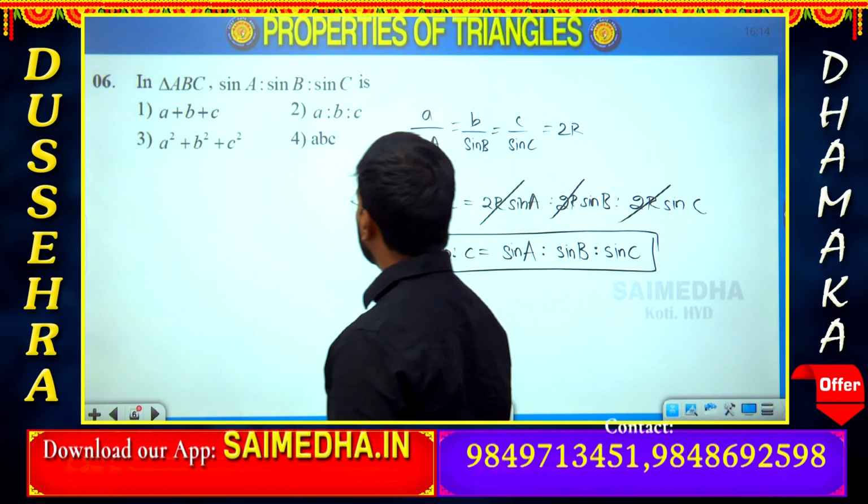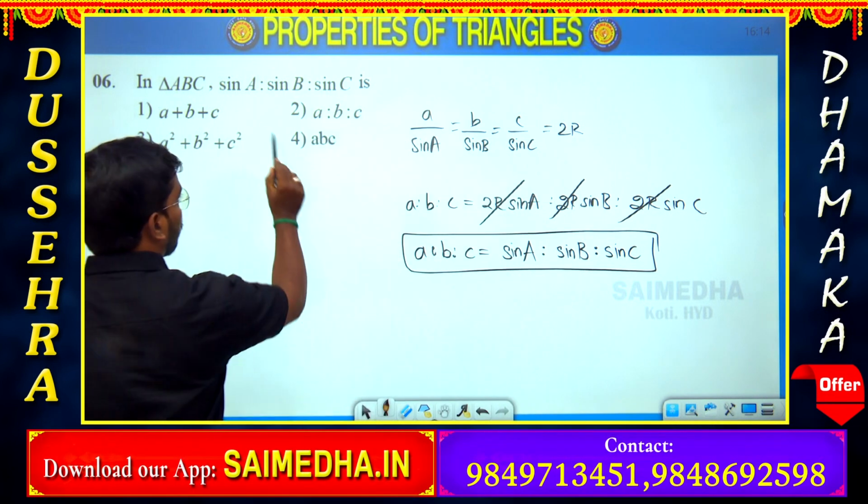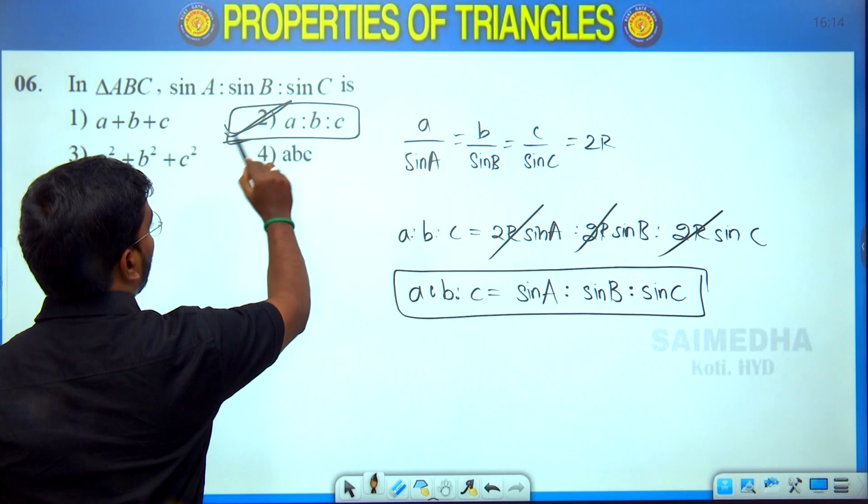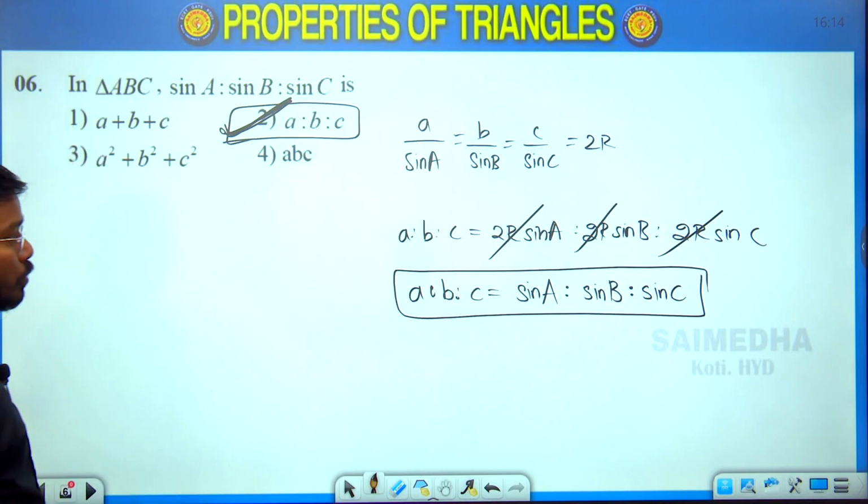A : B : C equals sin A : sin B : sin C. So, this is a standard formula. What is the correct answer going to become? Option number 2. Go through it, pause the video, note it down. Moving on to the next question.